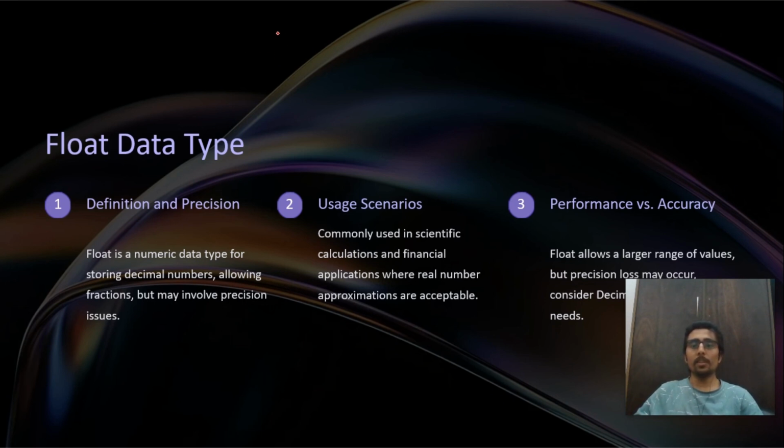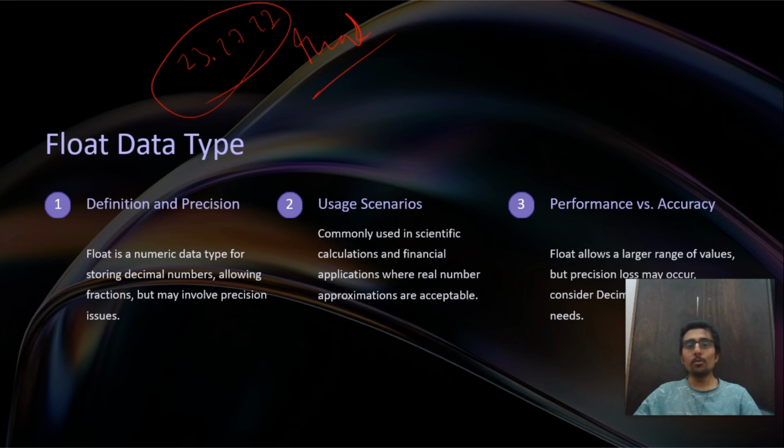Float is basically for decimal numbers, as you know, and it is useful when you need fractions, like scientific calculations. Let me give you an example: 23.2727. You can store this in the float data type. This is how it goes. You can also use the float data type in financial reports to find approximates. But you should be aware that float may introduce rounding errors due to precision loss. So there is a precision loss concept.